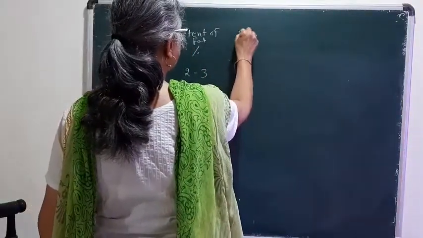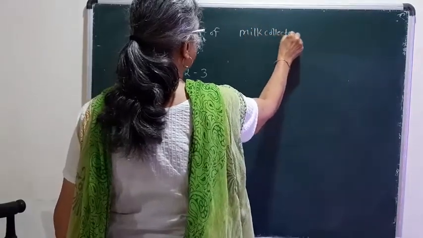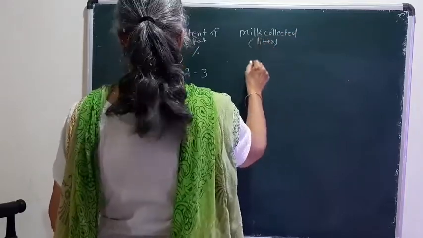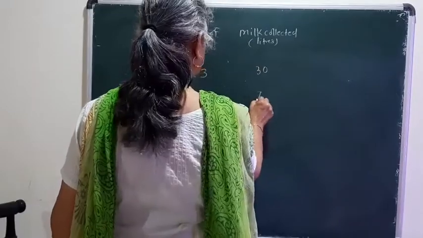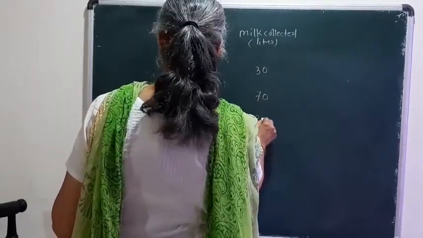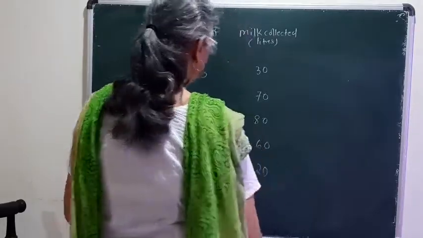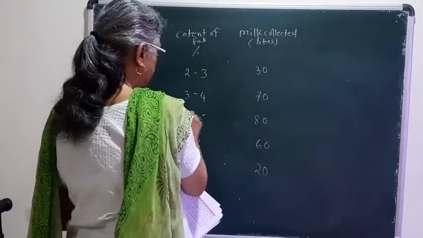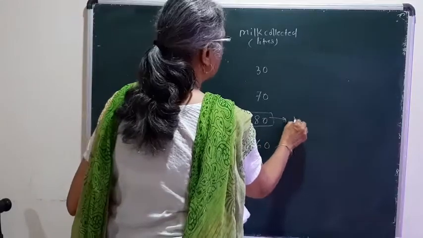Now here the classes are continuous, so you can directly write the frequency: 30, 70, 80, 60 and 20. Followed? Now in this, the maximum frequency is for 4 to 5. So this will be your modal class.